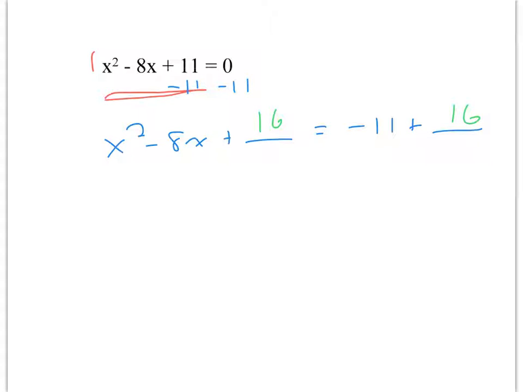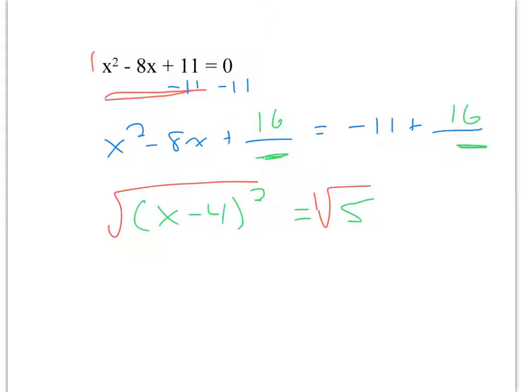Very good. You should have found that we take the negative 8 divided by 2, we get negative 4. Take that negative 4 and square it. I add 16 to both my left and right sides of my equation. So now I have x squared minus 8x plus 16, which is x minus 4 squared. And that equals negative 11 plus 16, which is 5. I'm simply now going to take the square root of both sides. We've been doing this all along. Don't forget the plus or minus. Square root of x minus 4 squared is x minus 4.